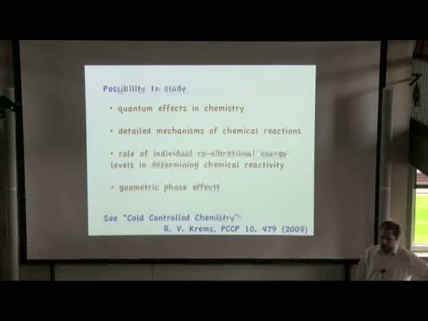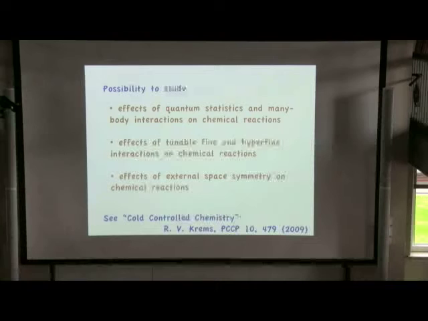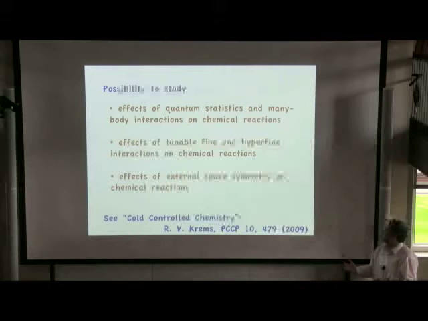So there are many theoretical papers out there that illustrate the role of the geometric phase, but there's, as of yet, no experimental evidence for what the geometric phase may do to chemical reactions. And again, we want to look at the effects of quantum statistics and many-body interactions on chemical reactions. That's particularly interesting if you have cold and ultracold ensembles of molecules. You could start talking about things like Bose-enhanced chemistry or chemistry driven by Pauli blocking of particular reaction channels. Effects of tunable fine and hyperfine interactions.